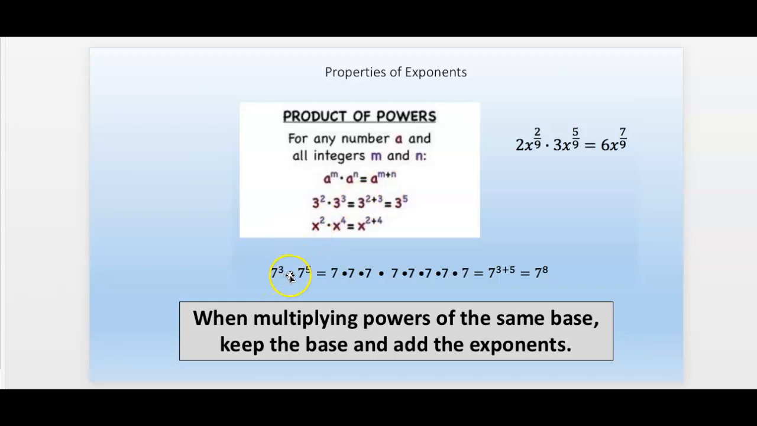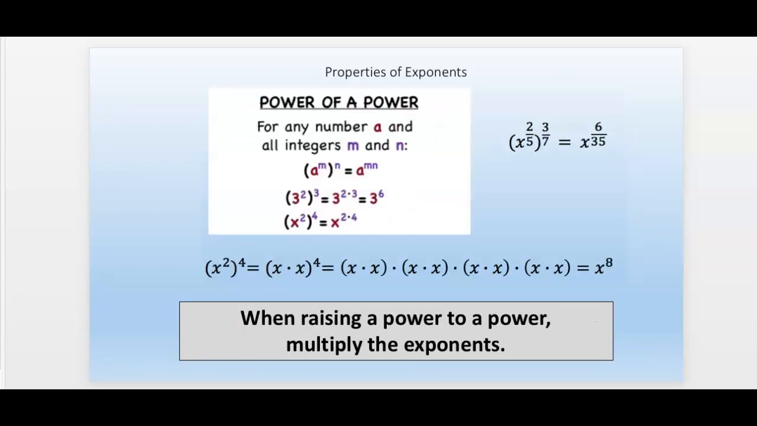All right, you can kind of see why that works right here with those sevens. And this is a little more difficult example here. Again, this is x raised to the 2/9 power, and this is x raised to the 5/9 power. When you add those up, of course, you get 7/9. That's the answer. And 2 times 3, remember, we're multiplying. 2 times 3 is 6. The rule is down here: when multiplying powers of the same base, you keep the base and add the exponents.